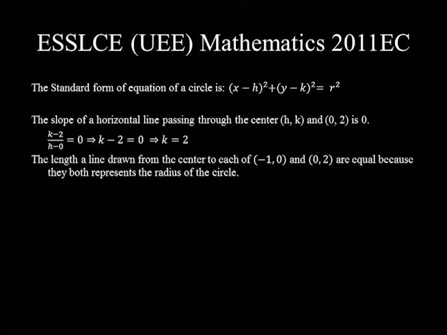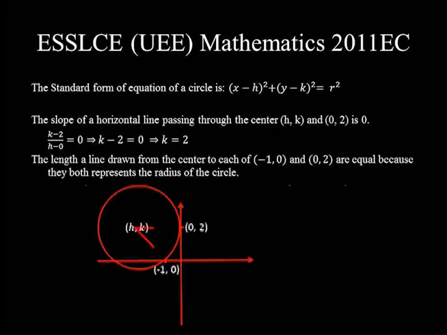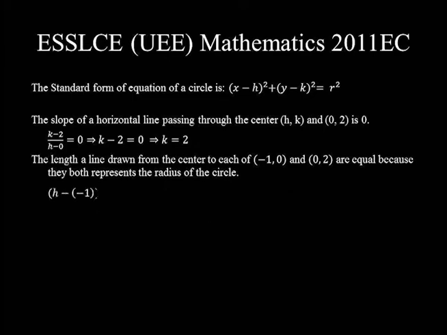The lengths of the lines from the center to each of negative 1, 0 and 0, 2 are equal because they both represent the radius of the circle. Thus, h minus negative 1 the whole square plus 2 minus 0 the whole square is equal to h minus 0 the whole square plus 2 minus 2 the whole square. h minus negative 1 means h plus 1 square, plus 2 minus 0 is 2, 2 square is 4, is equal to h minus 0 is h, that's h square, plus 2 minus 2 is 0, 0 square is 0.